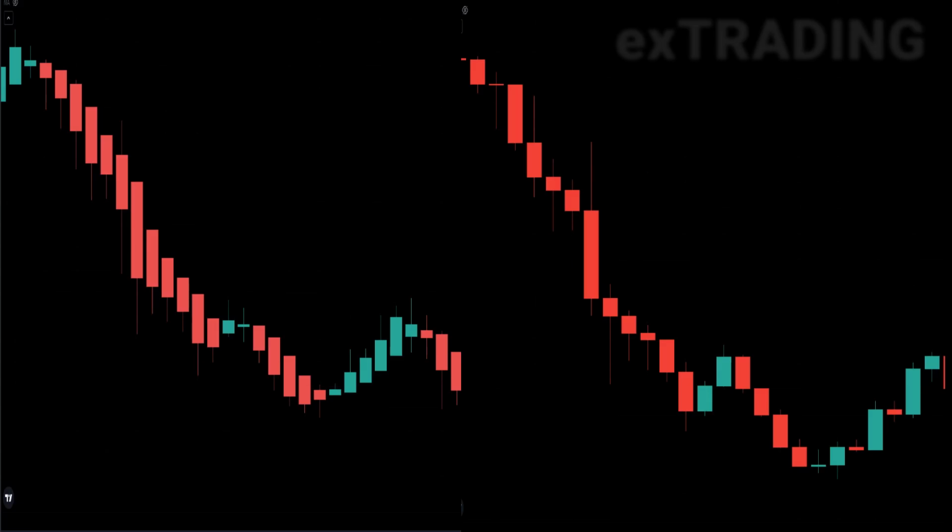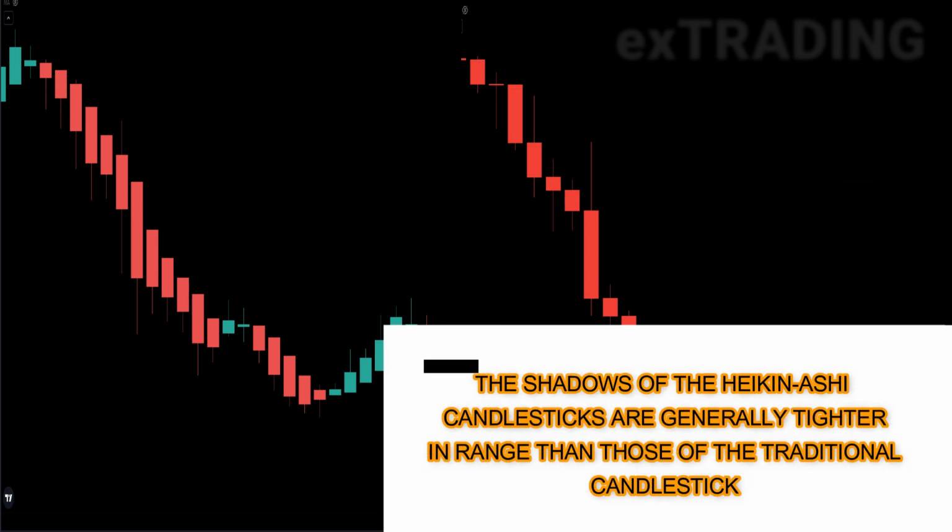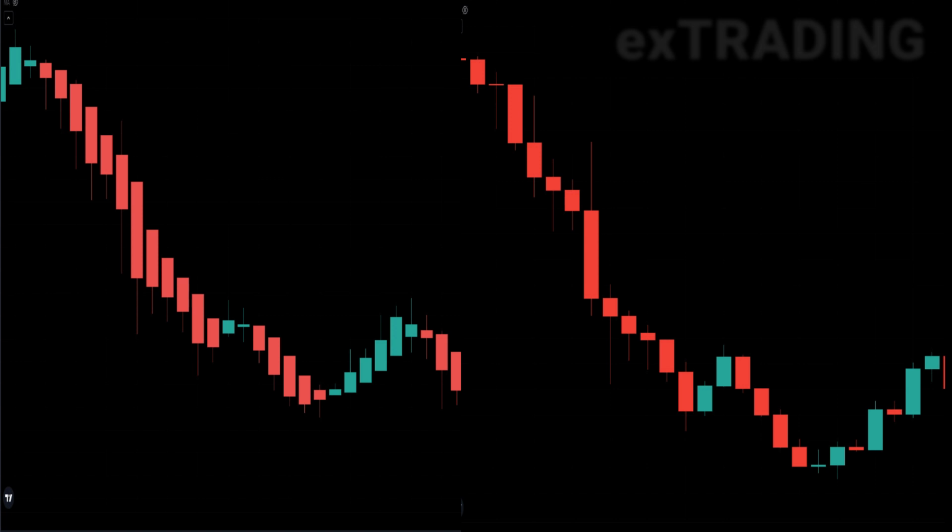From the charts, we can clearly see the differences between the two. The Heikin-Ashi chart appears to have no gaps because the candlesticks always start in the middle of the previous candles. Additionally, the shadows of the Heikin-Ashi candlesticks are generally tighter in range than those of the traditional candlestick. This is because the Heikin-Ashi candlesticks calculate the average values.